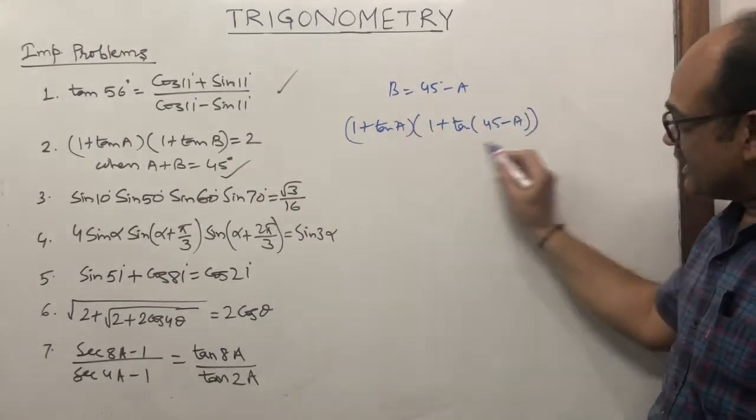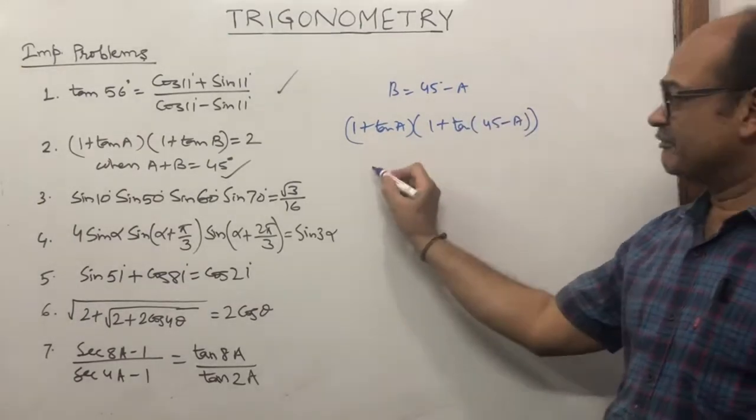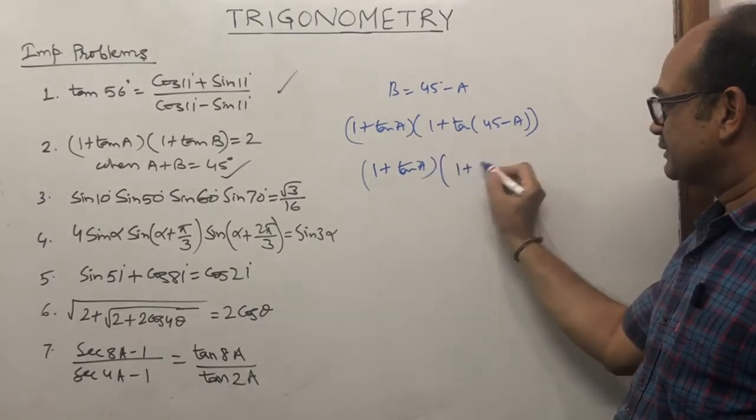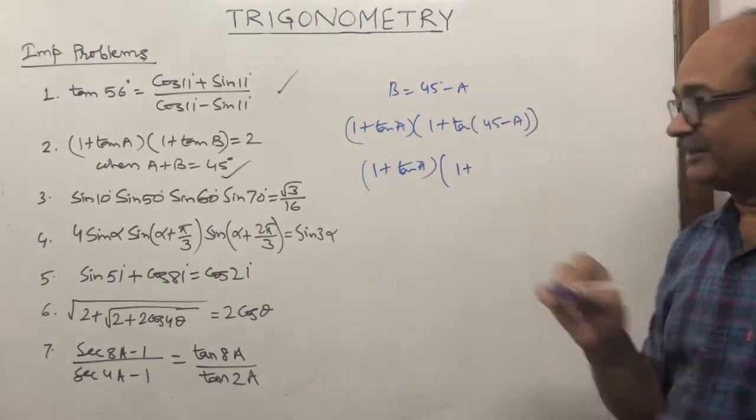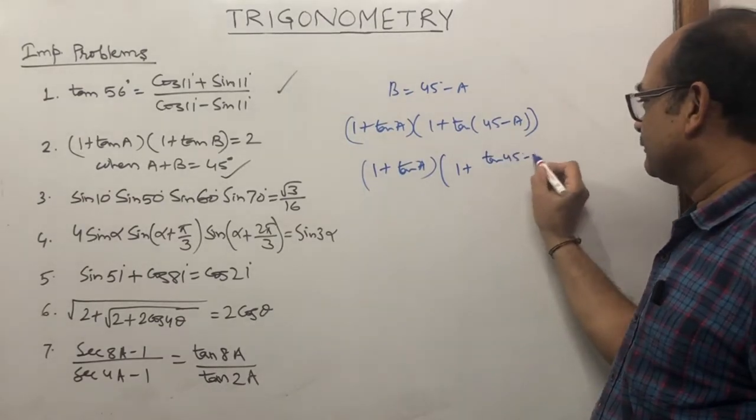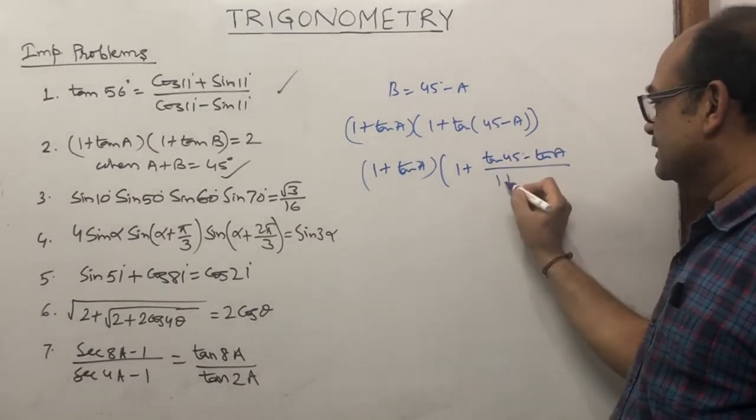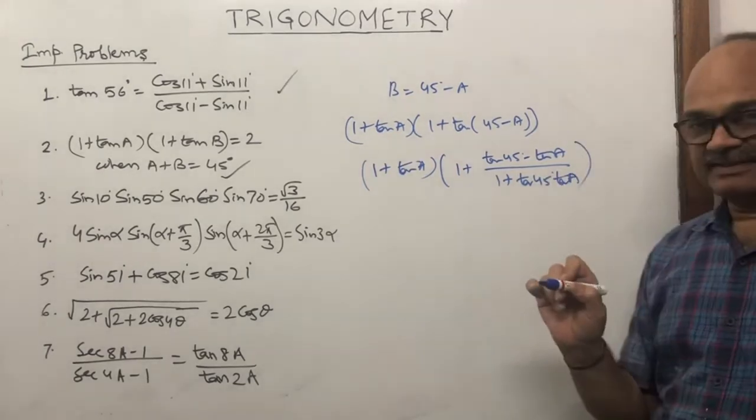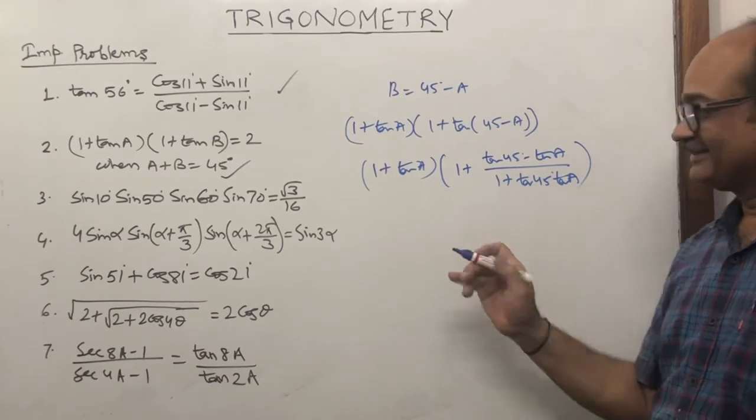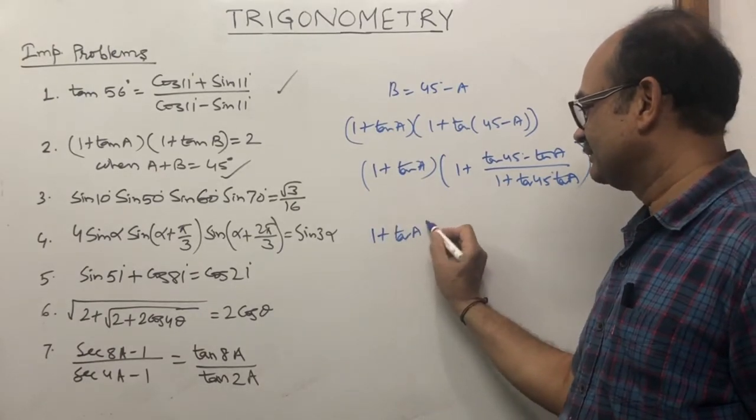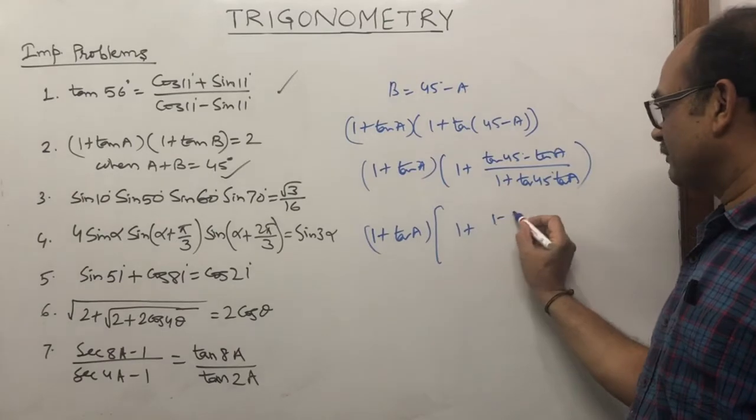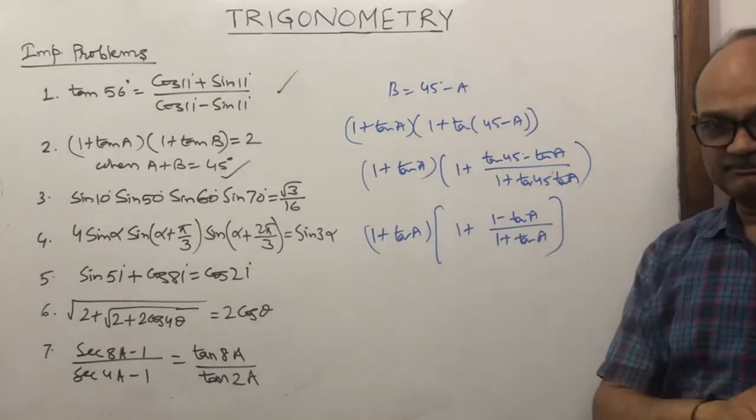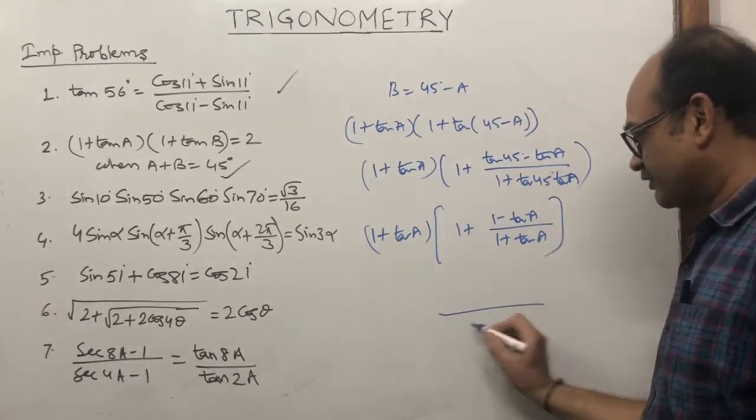We want to prove this answer equals to 2. So here we start 1 plus tan a as it is and 1 plus, again the same formula, tan a minus b. You know, tan a minus tan b upon 1 plus tan a tan b. Easy. What is tan 45? 10th class. 1 plus tan a, 1 plus 1 minus tan a divided by 1 plus tan a.